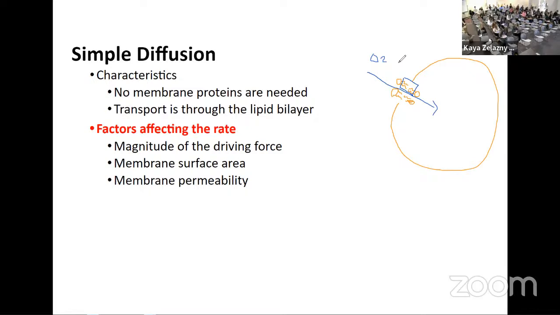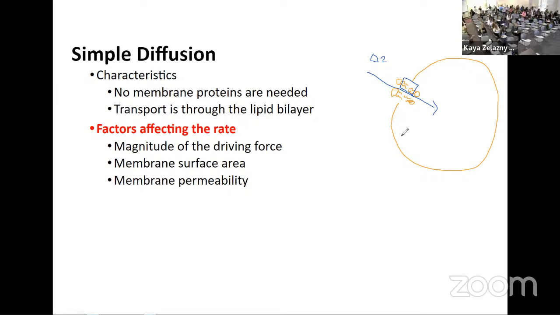There are some different factors that are going to influence how fast something can diffuse across the membrane. One of these things is the magnitude of the driving force. If we're thinking oxygen, no charge, so we only have to think about a chemical driving force. A big force would be caused by a big gradient, lots and lots of oxygen on one side of the membrane, only a tiny bit on the other side. The magnitude of the driving force would be bigger.